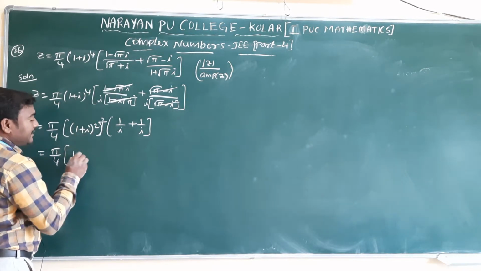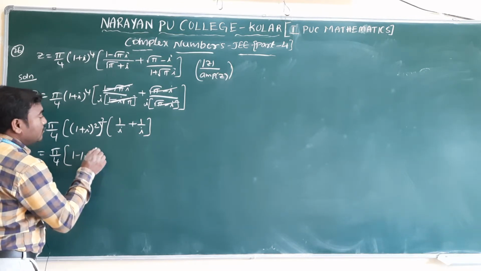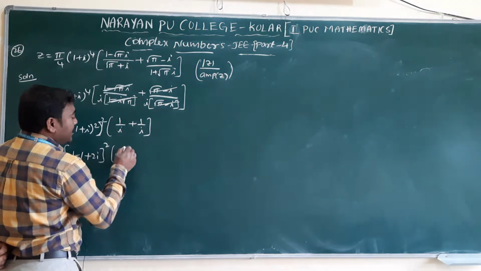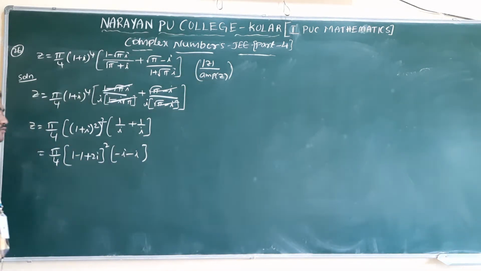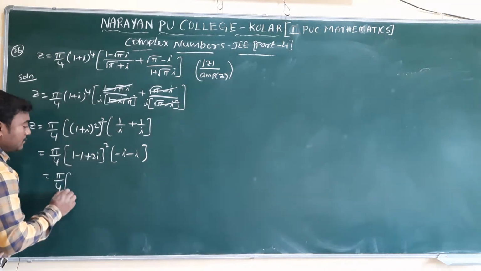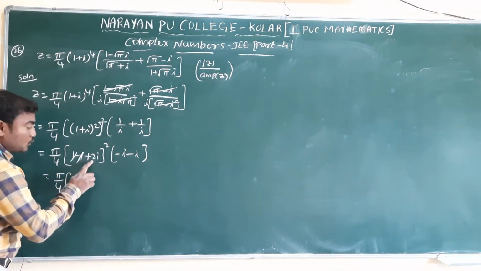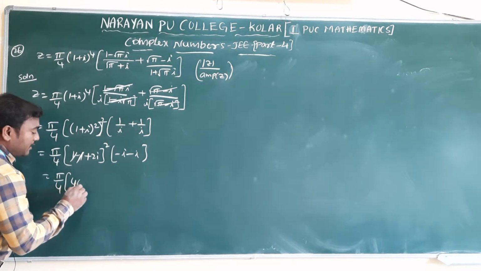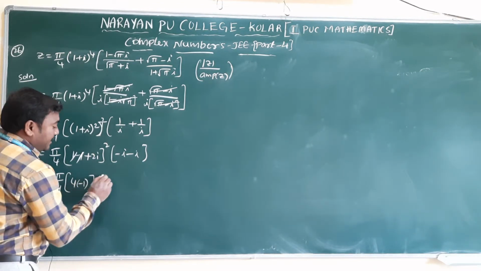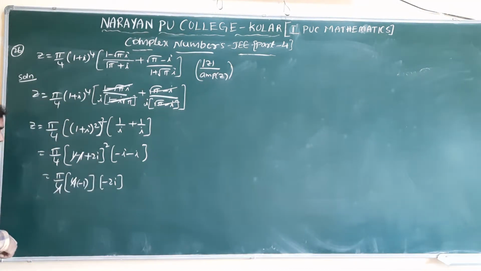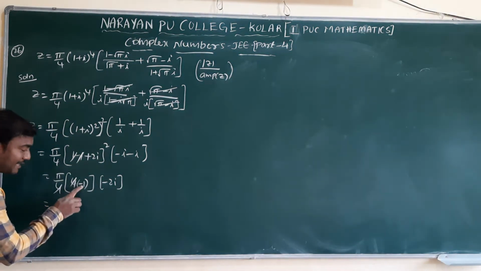So the I square value we are getting is minus 1 plus 2I whole square. Here, minus I, we already know the condition 1 by I value is minus I, so pi by 4 plus minus get cancelled, remaining 2I whole square, which is 4I square. So 4 into I square value, minus 1. So here minus 2I, the 4 gets cancelled, remaining pi into minus 1 into minus 2I.